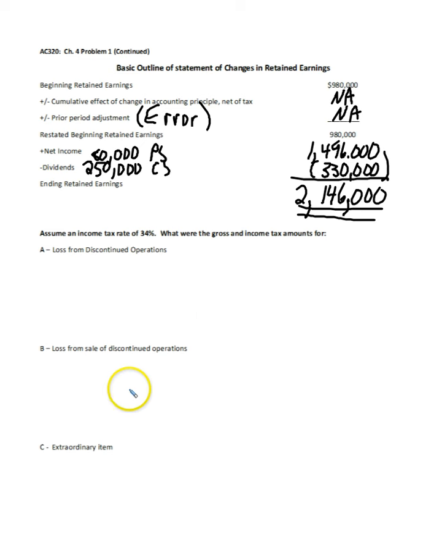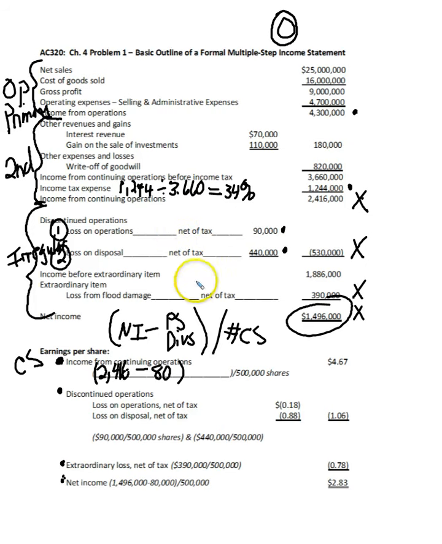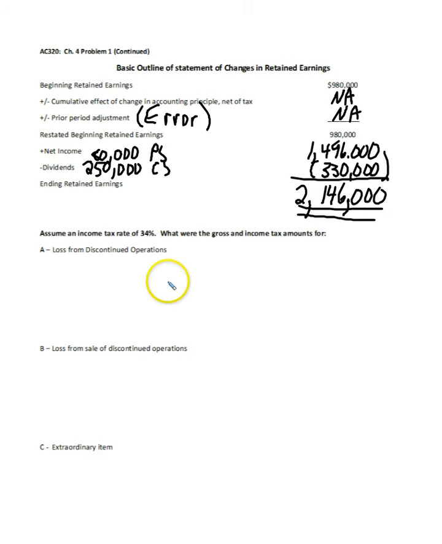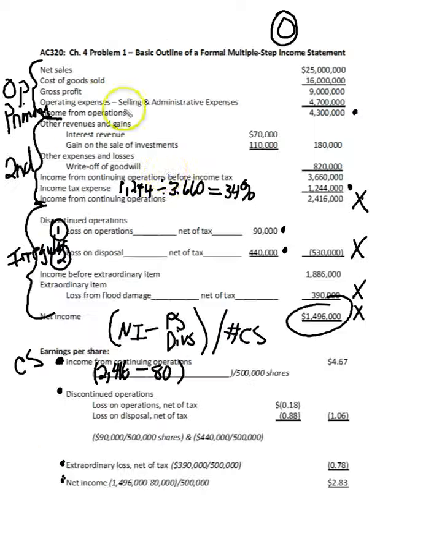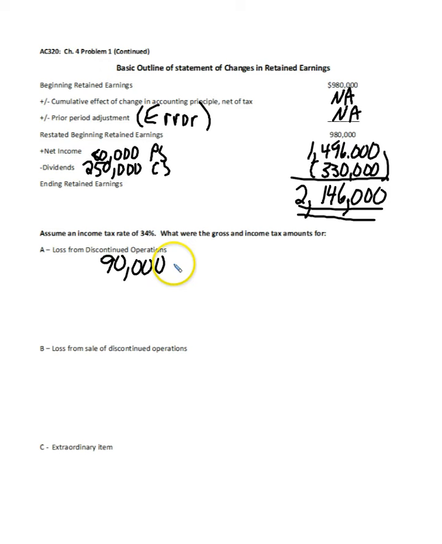Now, I want to do a what if, because I want to go back and figure out, well, what were these numbers in this problem? Because you're going to have to do this in some of your homework in Wiley Plus. So I want to make sure in this recording that you know how to do that. Okay, loss from discontinued operations, by the way, was $90,000, if you recall. Take you back just to refresh your memory. So it was $90,000 after tax. That means the loss was $90,000 less the tax benefit, the income tax benefit.